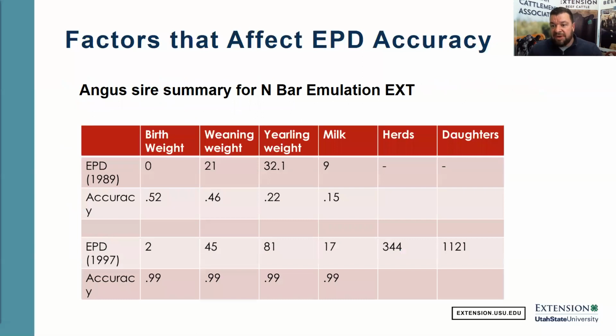Now, this is just an example I like to put up here showing how EPDs will change over time. If you look at this EPD for this bull, N-bar Emulation, in 1989, you can see he was kind of a moderate bull, low birth weight, kind of moderate growth. But by 1997, you can see his birth weight average was a little bit variable, 2 pounds heavier. Weaning weight average was double what they thought he was going to be. Yearling weight average, or a mature size correlation, was almost 3 times what they thought he was going to be. And then milk production doubled.